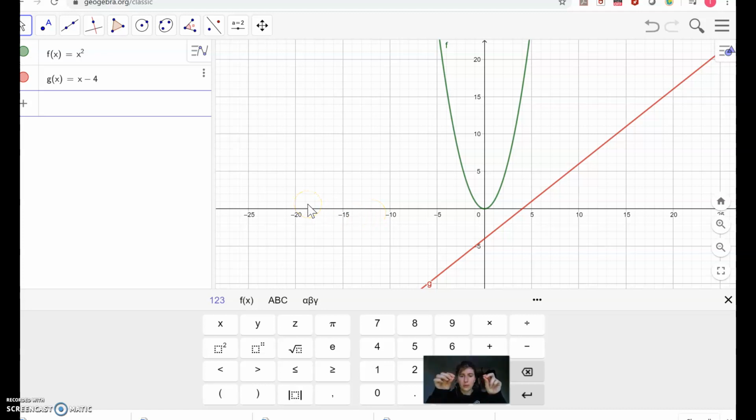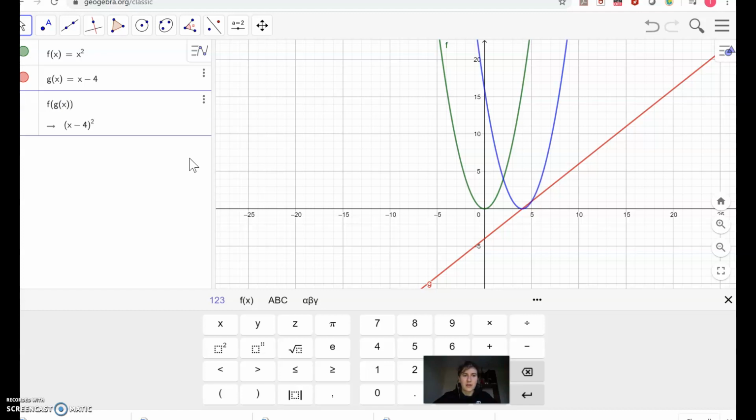So I'm going to do it in two ways. The first way is to put g of x inside f of x. The second thing I'm going to do is to put f of x inside g of x, and then we'll see how that's different. We have one, this is a quadratic obviously because it's got the x squared, this is linear. So if I take f of g of x, and you can see the equation comes up here, that's putting g of x inside f of x.